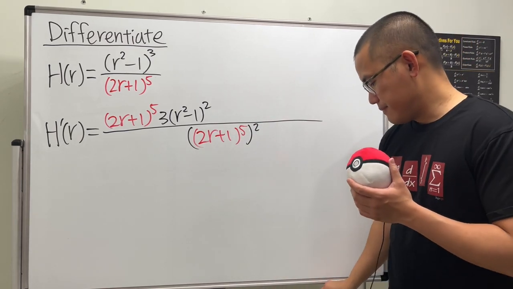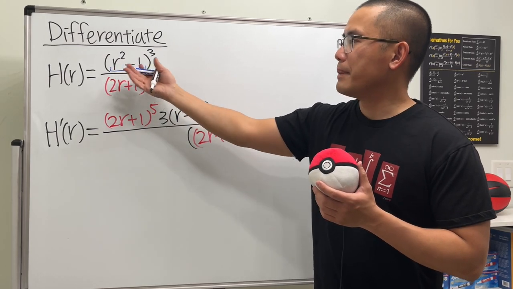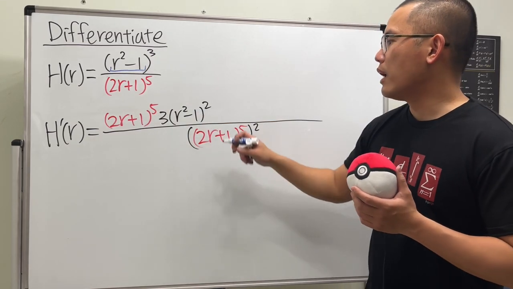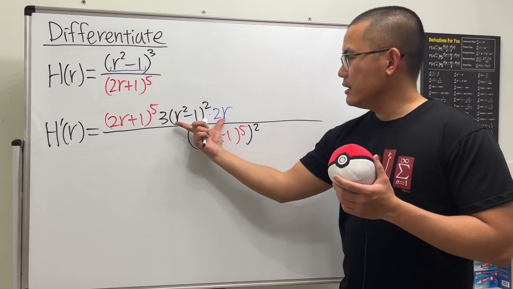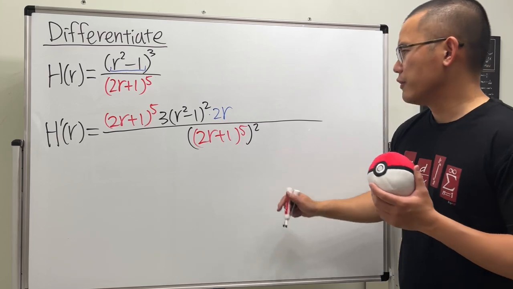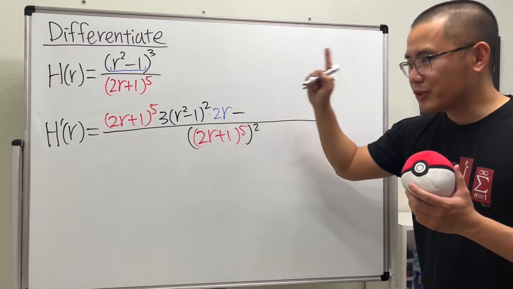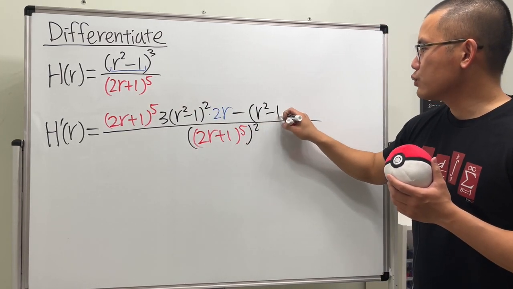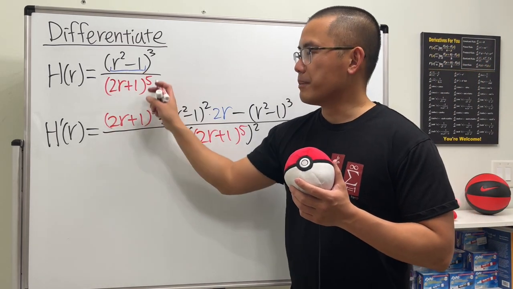But we are not done yet, because here is where we have to use the chain rule. We multiply by the derivative inside. The derivative of r squared minus 1 is just 2r, so I'll just multiply 2r right here. So again, this is the derivative for the top. And now, for the second part of the top, we will have to subtract because this is the quotient rule. We keep the top function, which is (r squared minus 1) to the third power, and then we multiply by the derivative of the bottom.